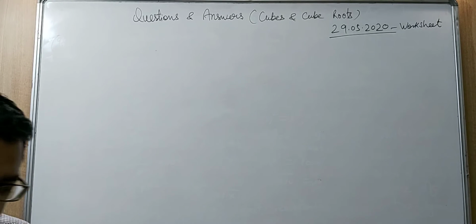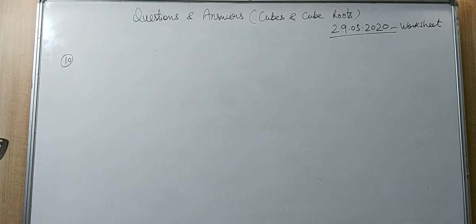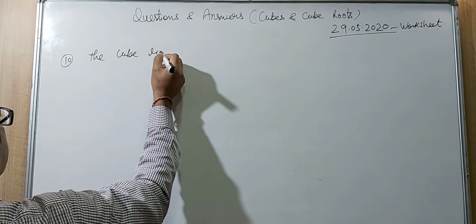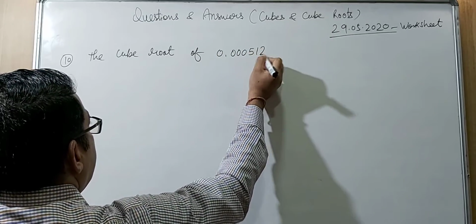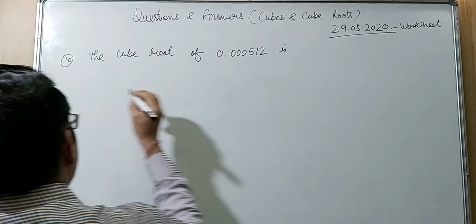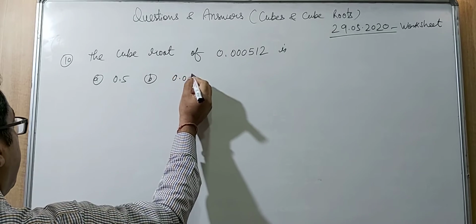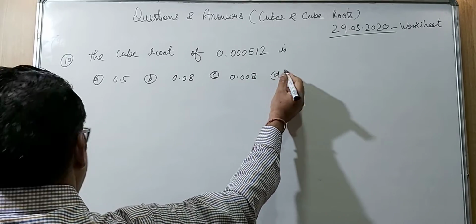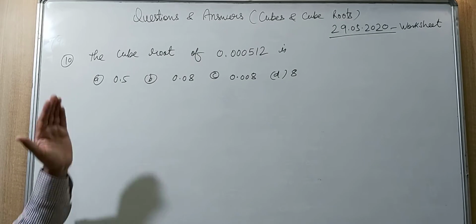So the next question is question number 10. 2-3 students wrote to me that they have problems in this question. The question was this, actually this was an MCQ type question. The cube root of 0.000512 is, there were 4 options: A, 0.5, B, 0.08, C, 0.008, and D, 8 only. So the question was to find the cube root of this one.